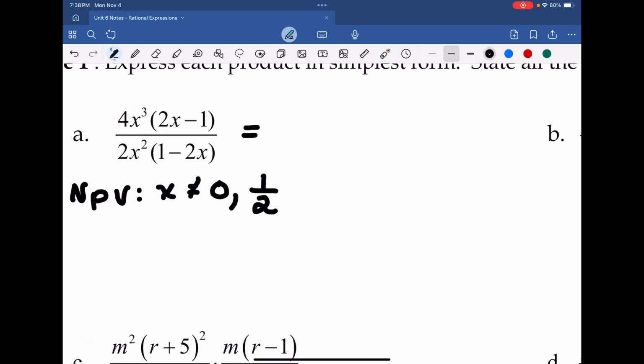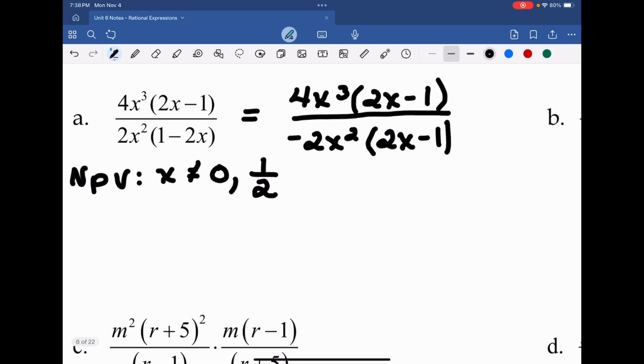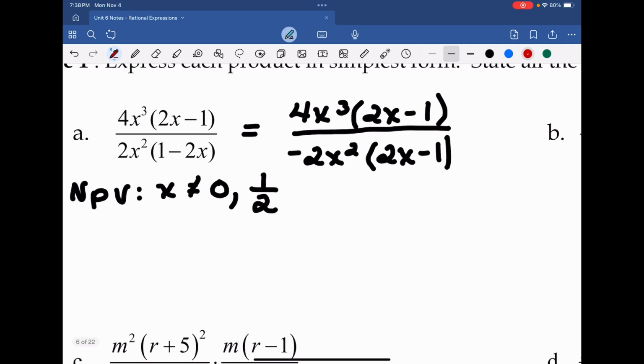So I'm going to write is equal to, in the numerator, 4x cubed, 2x minus 1 in the numerator. Now, in the denominator, we see that we have one term that looks the same as this one, but it's a little opposite. In order to flip it, I'm going to remove a negative and keep the other terms the same. This will make it 2x minus 1, because I can reverse the order of terms if I remove a negative term. Now from here, because we've already stated our NPVs, we can start canceling.